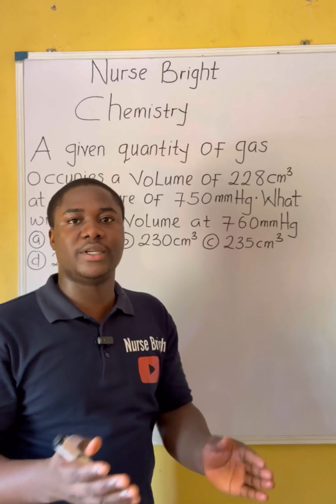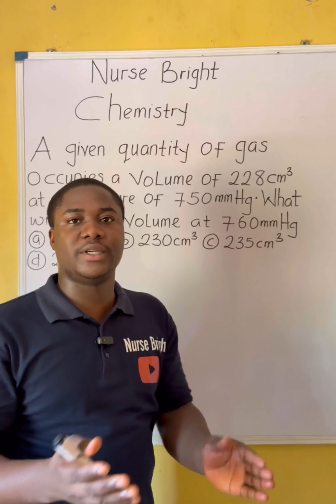Now, let me tell you something about gas law in general. The value you see first in a question becomes your initial, be it volume or pressure. In this case, pay attention, guys. So the question says, a given quantity of gas occupies a volume of this. So I saw this volume first, then this volume becomes my V1. Are you there? At a pressure of this. I saw this pressure first, then this value becomes my P1.